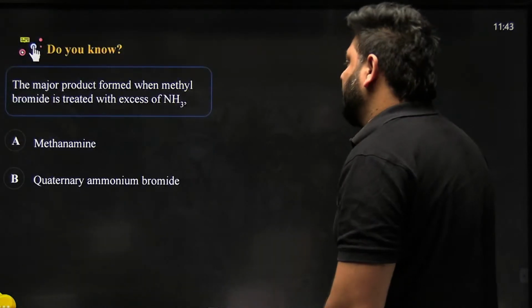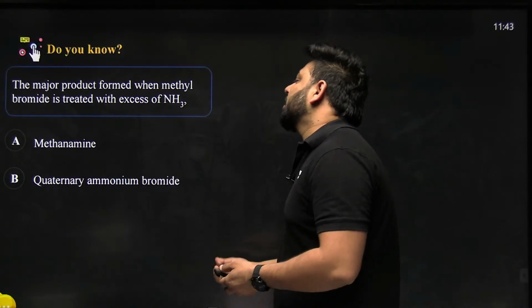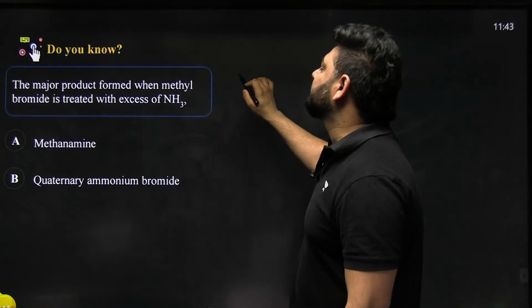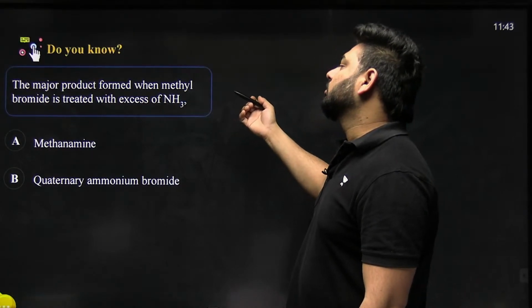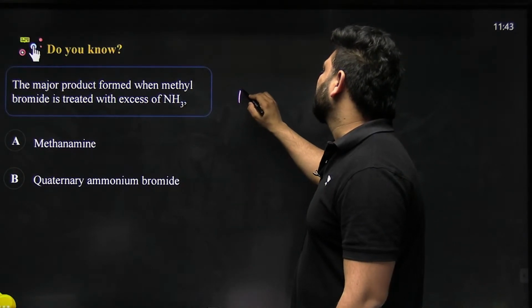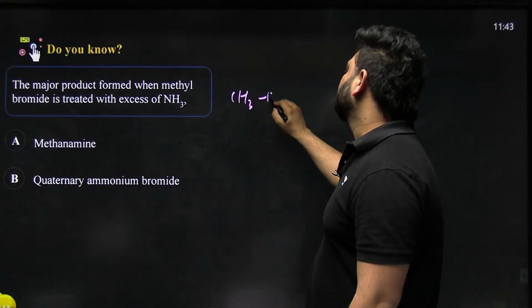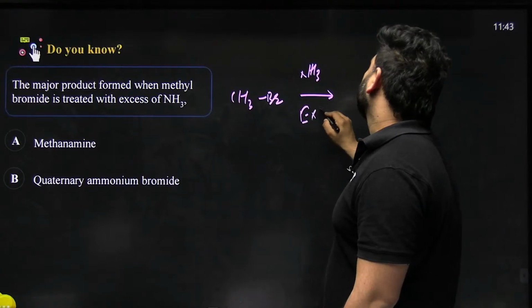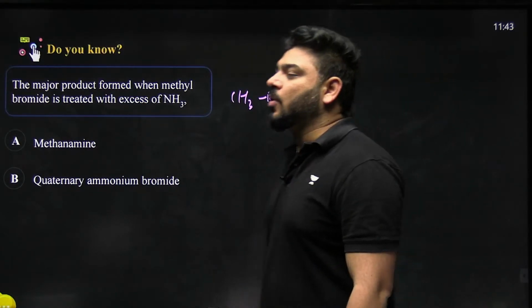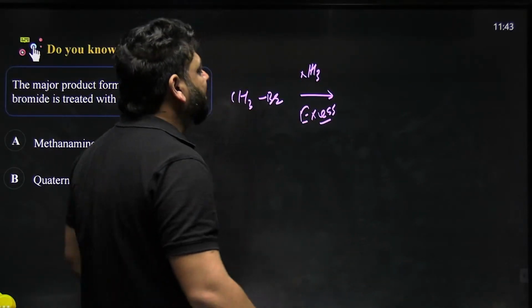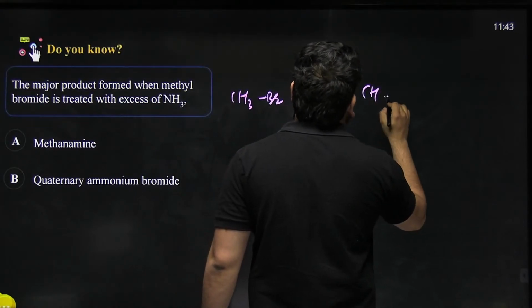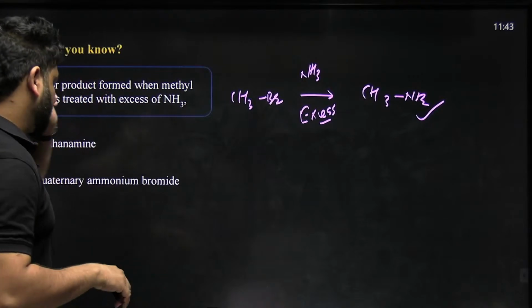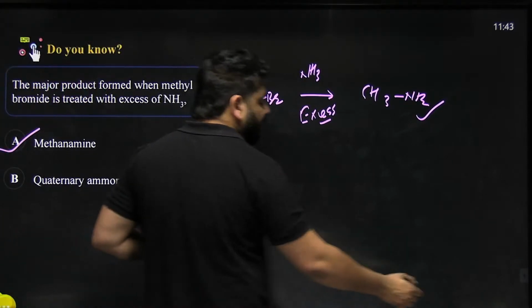Now, let me take you to some questions. The major product of the reaction when methyl bromide is treated with excess of ammonia. So, what is this by the way? Methyl bromide is CH3Br, and it is treated with ammonia which is taken in excess. I told you once that if only one substrate is there to attack upon, it will give you 1 degree amine as the major product. So CH3NH2 is the major product, by the removal of HBr. So methanamine is, I think, the correct answer.